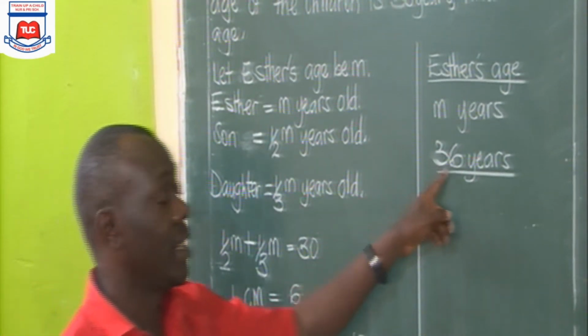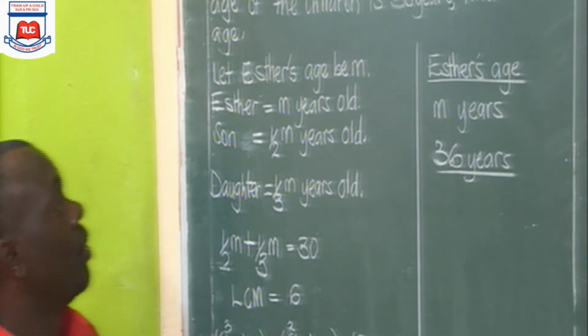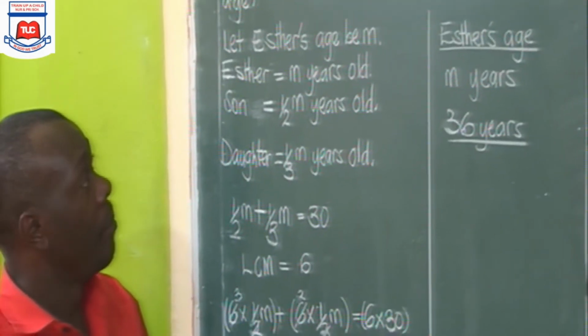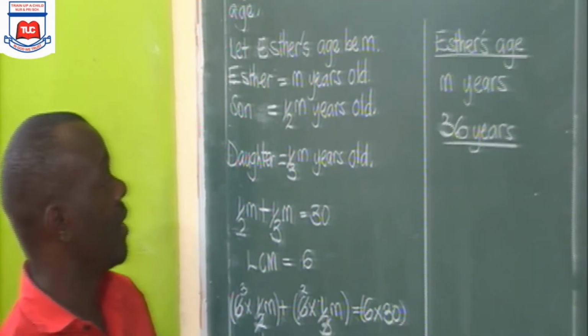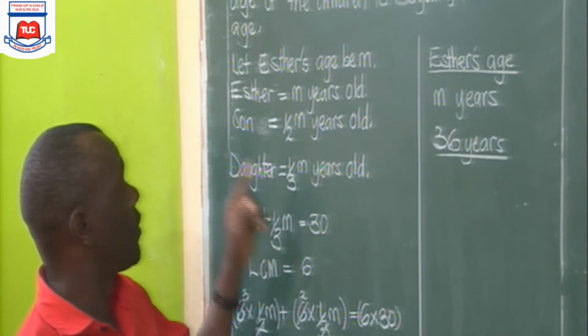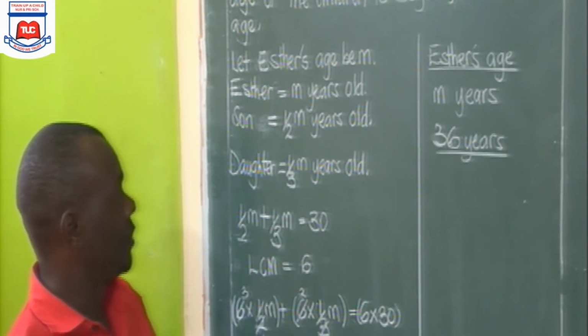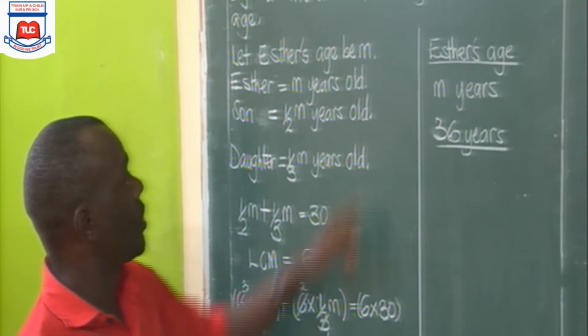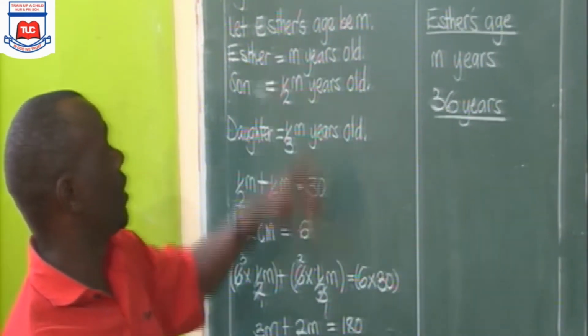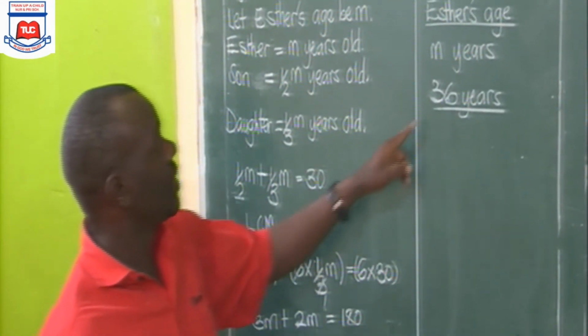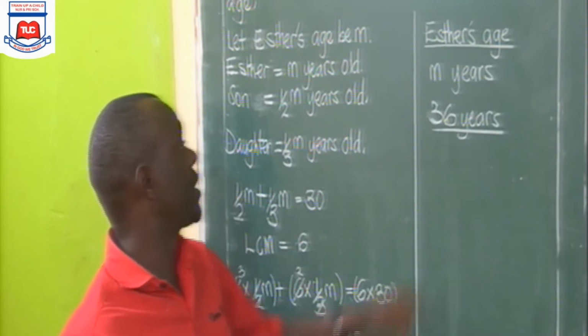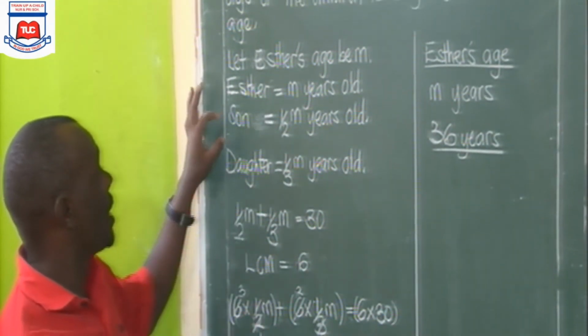Therefore, Esther is 36 years old. You must go to another step, that is, after proving, to see if the total given rhymes with the total age of the children. Now that m is 36, you can check.